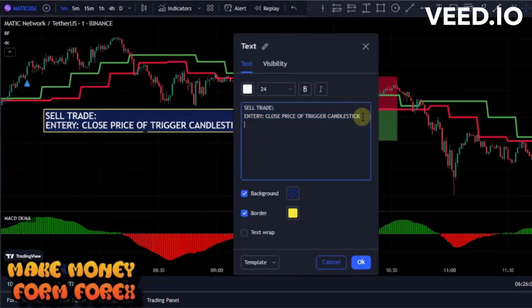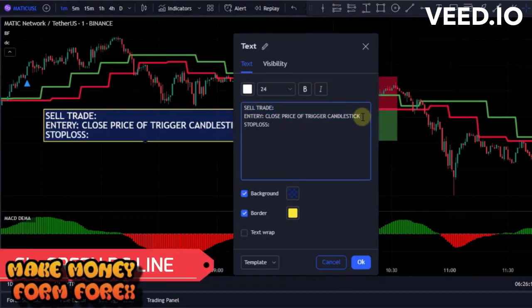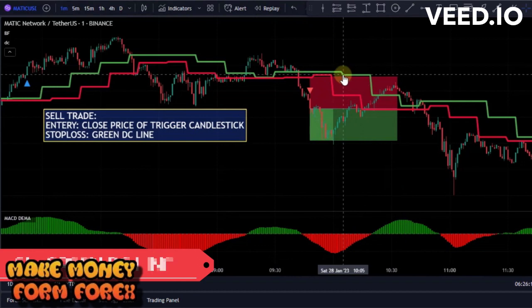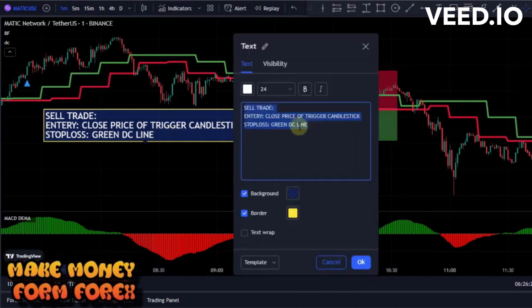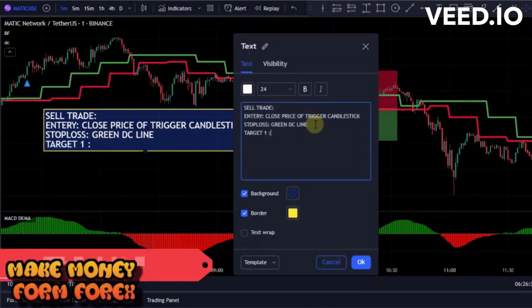Then place the stop loss above the green downtrend channel line. And also the proper target for a short trade would be to use the risk reward ratio of 1 to 1.5.